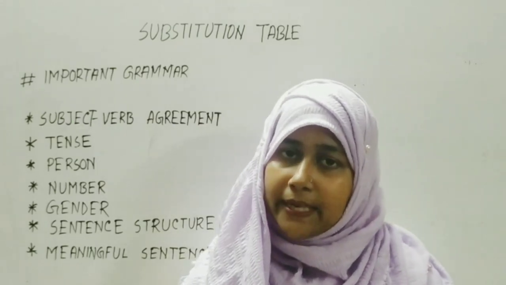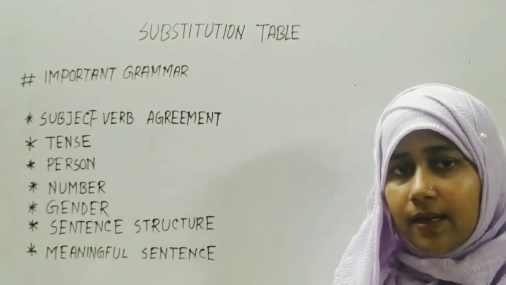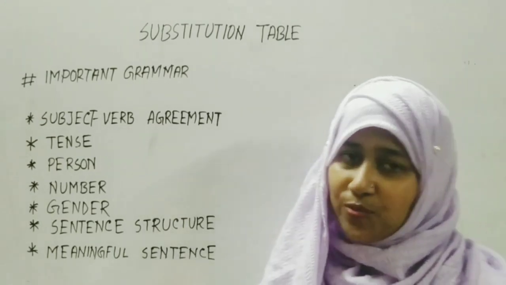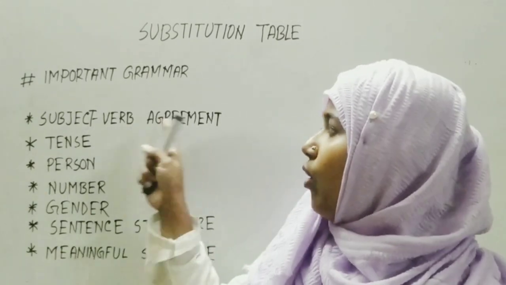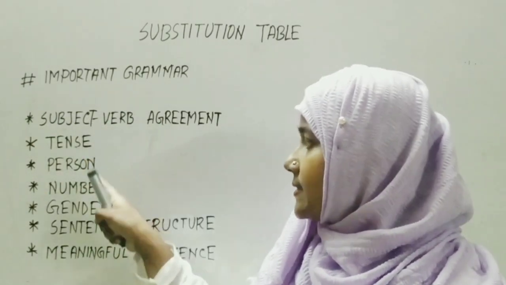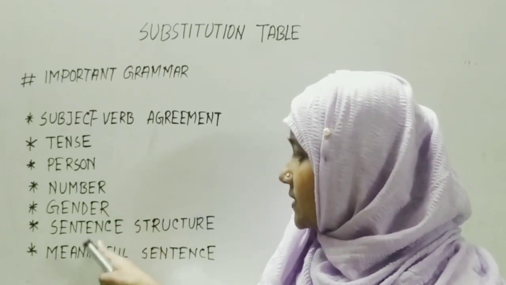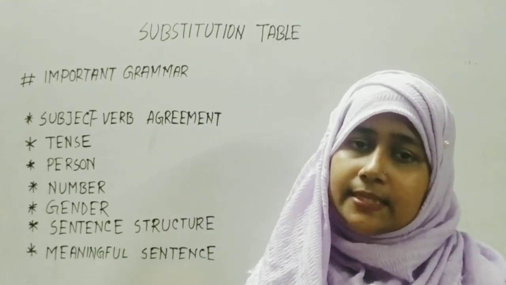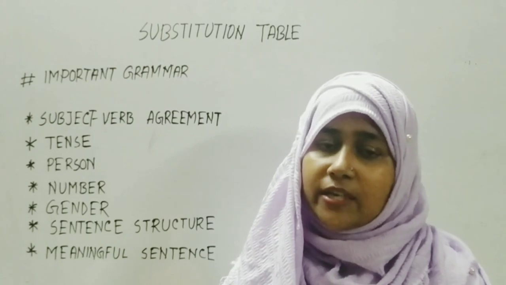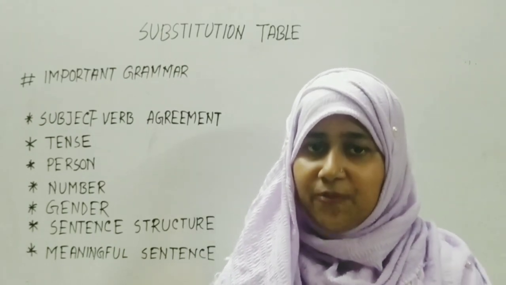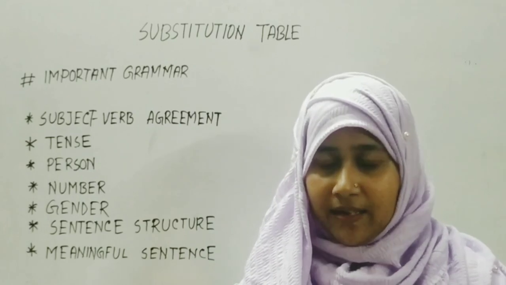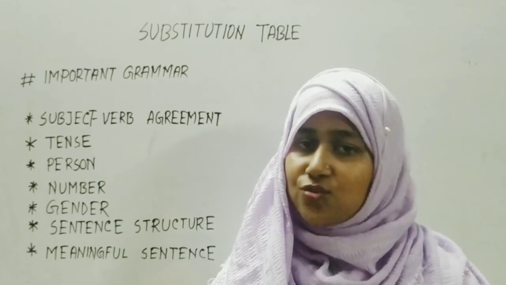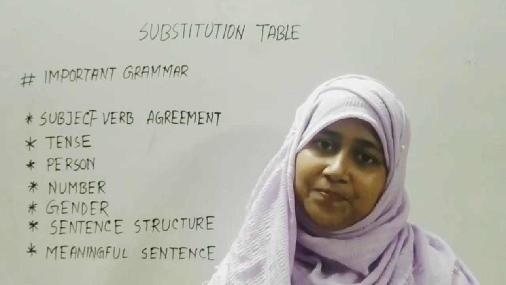It will help you to complete the substitution table or to make a complete, meaningful sentence. Dear students, you have followed all the rules of subject-verb agreement, tense, person, number, gender, sentence structure also, but that sentence does not have any meaning, then you will not get any mark for writing this. If you write the birds flying, the fishes flying in the sky, it is a wrong sentence, meaningless sentence, so you cannot write this type of sentences.